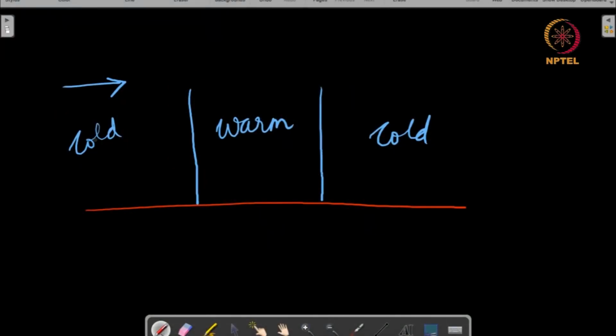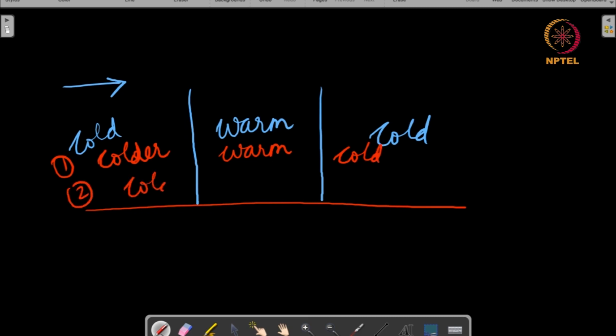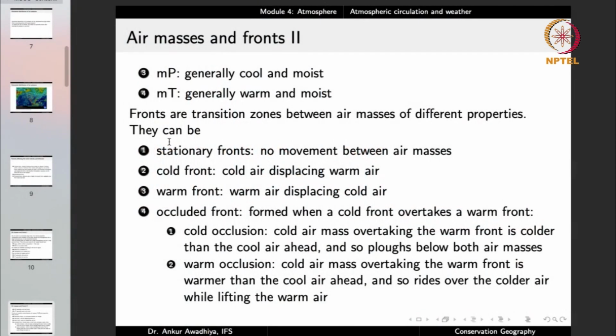So when we say this situation, what we are talking about is what happens in case 1, where this is colder, this is warm, and this is cold. And the second situation is this is cold, this is warm, and this is colder. Or let us say that this is the coldest air. So what happens in these two situations? These are the two occlusions, cold occlusion and warm occlusion.